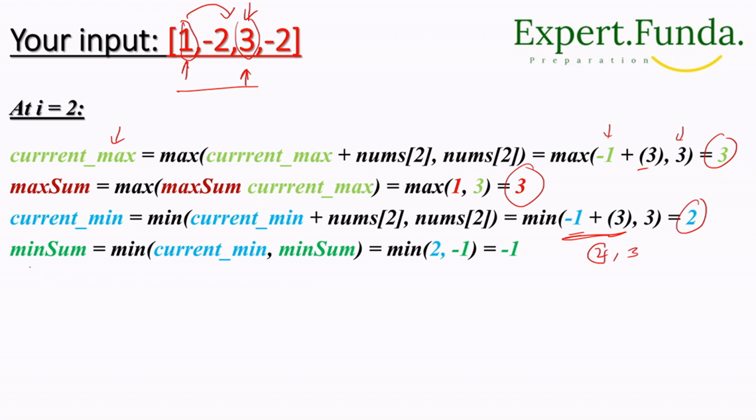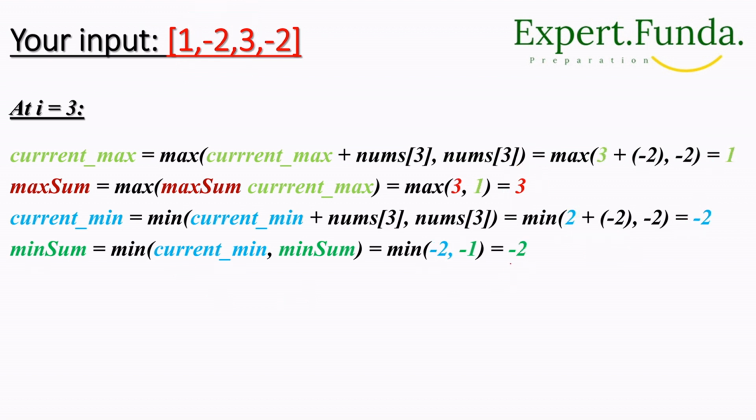Now if we talk about the minimum, right? So current minimum is what? Current minimum we have 2, right? And you can see here, the minimum sum till now that we have is -1, right? So we'll pass -1. Which one is minimum? So we'll say this is minimum, right?